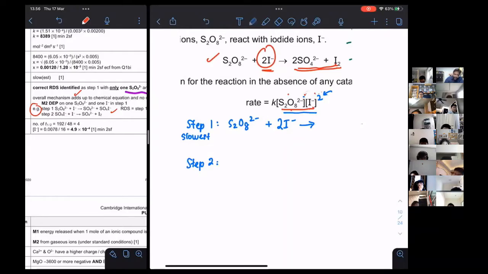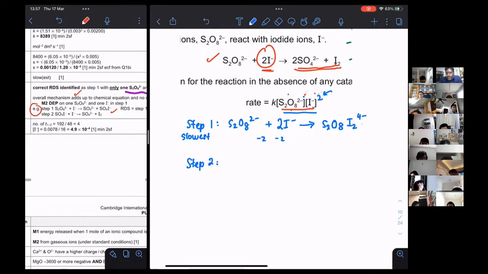Okay, the best way, if you follow my way, just write down together S2O8 I2. And then you count the charge, -2. 2 times -1, -2, -4. So I just put 4 minus. This is normally what I do.